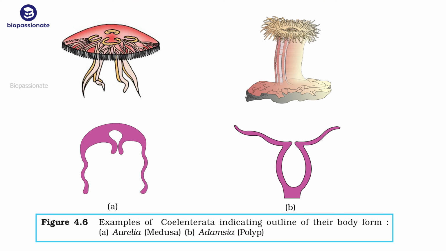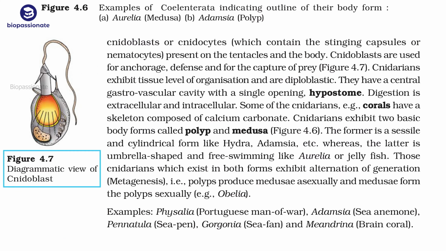Figure 4.6. Examples of Coelenterata indicating outline of their body form: A. Aurelia, medusa. B. Adamsia, polyp. Figure 4.7. Diagrammatic view of nidoblast.